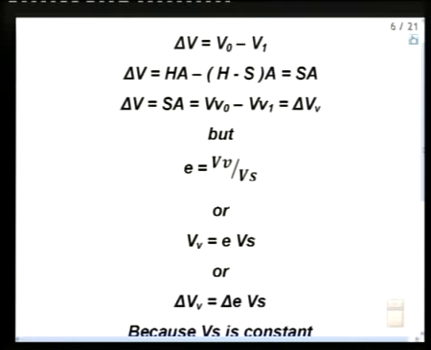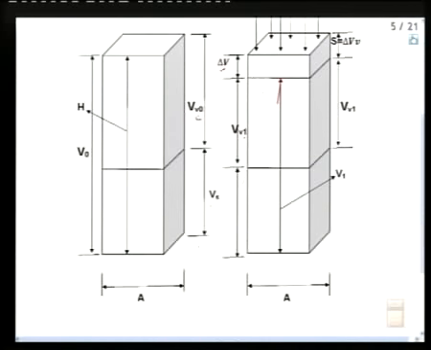By arithmetic, HA minus HA plus SA, it's SA, right? This is important. Now, delta V equals SA, because we are dealing with the voids only, the change in the voids. I can say that this is the volume of voids at the beginning minus the volume of voids after the compression, right? Go back there to see it. Here, the volume of voids at the beginning is Vv naught, minus Vv1, right? This will give us S, right?